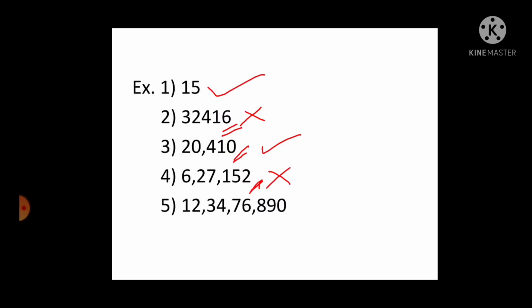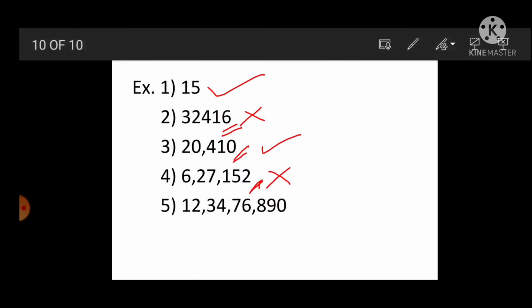Next example, see, a bigger number is given here: 12,34,76,890. See, the ones place digit is 0, so is this number divisible by 5 or not? Send it in the comments. Yes, this number is divisible by 5 because a 0 is at the ones place.